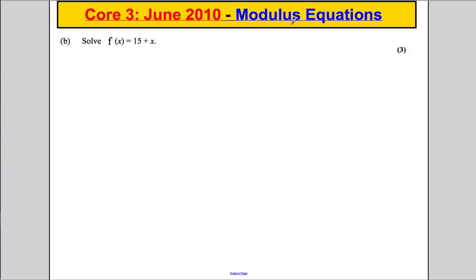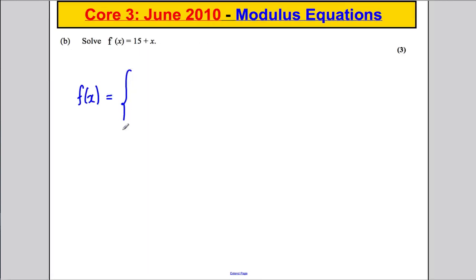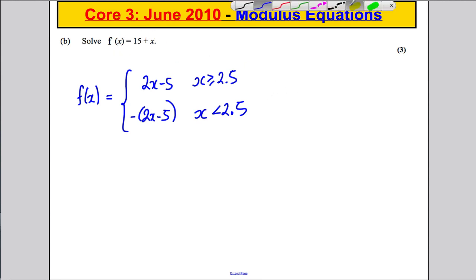Next, we are solving when f of x is equal to this. Now let's remember what f of x is. f of x is equal to 2x subtract 5 for x bigger than or equal to 2.5, and negative 2x subtract 5 for x less than 2.5. Now, I'm solving where f of x is equal to this expression here. So I can make this part equal this first, and afterwards I can see if there's a solution for this part equal to this. So there may be 2 solutions.